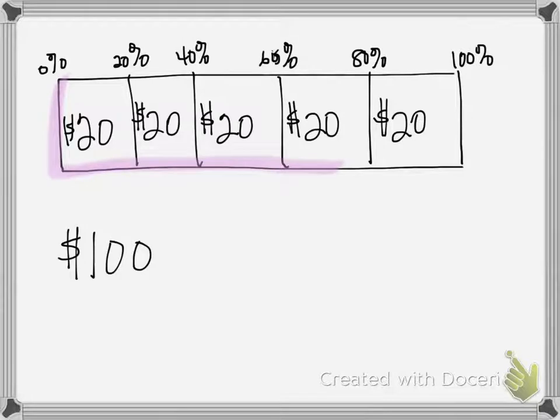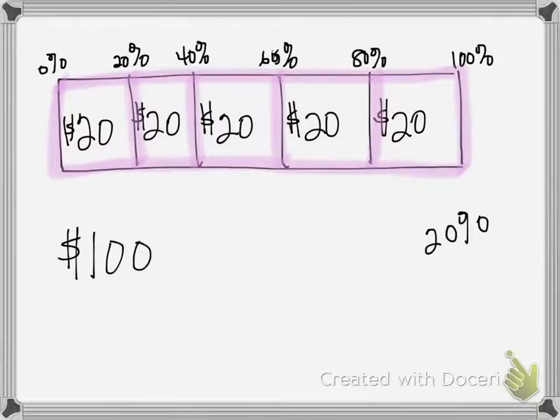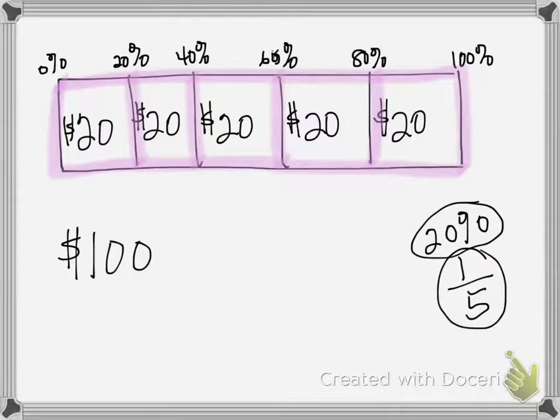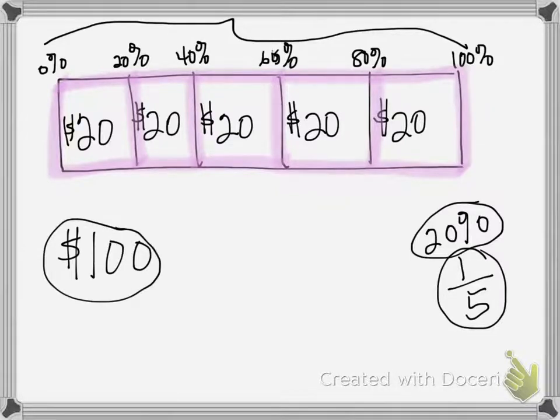And hopefully you know the reason for it being divided into 5 sections is that we were talking about 20%. Now 20% is the same as 1/5. So you need 5 20% pieces to come up with 100%. So the entire length of the tape is 100%, and that equals $100. So that's our original price.